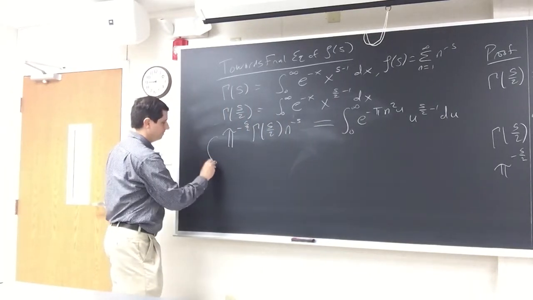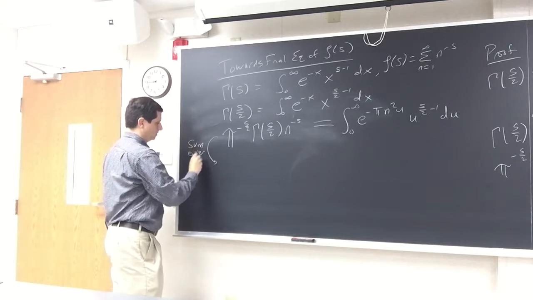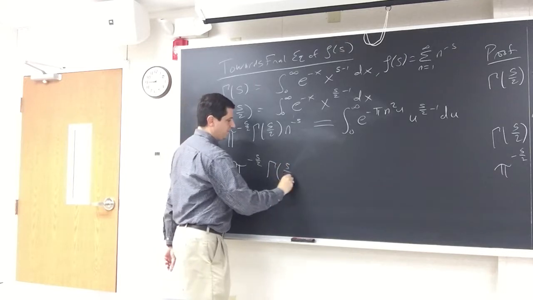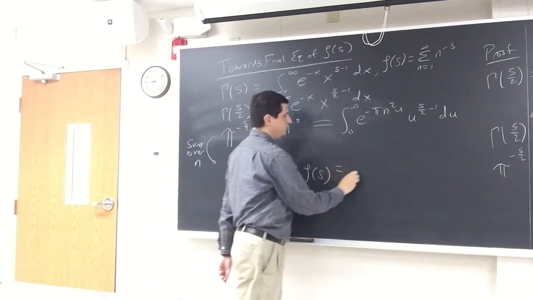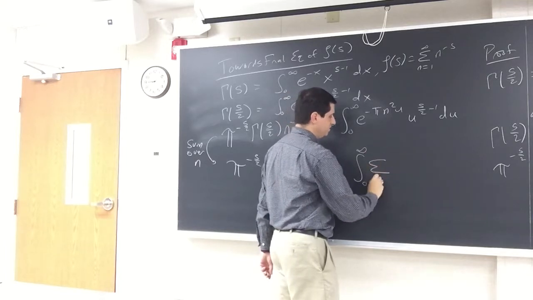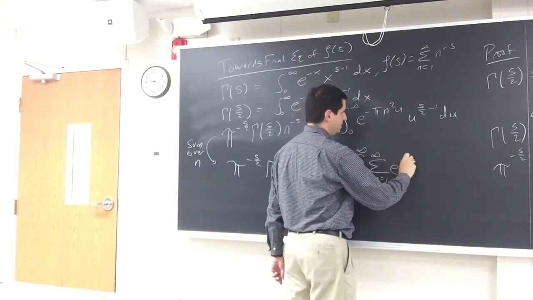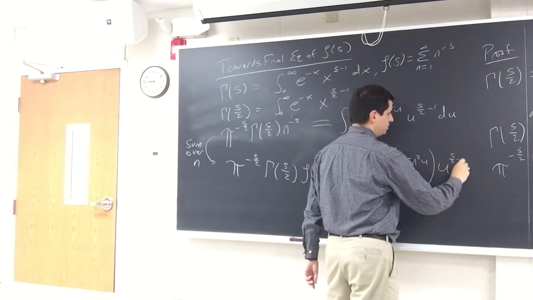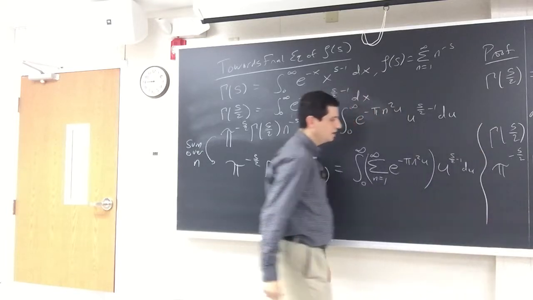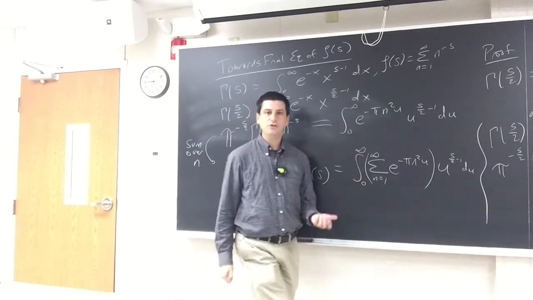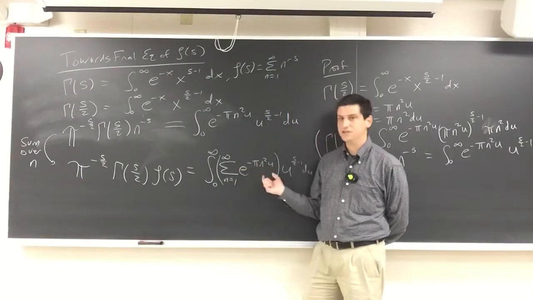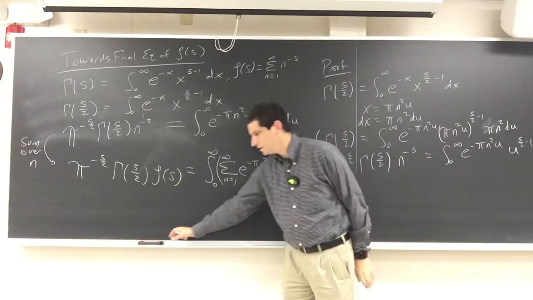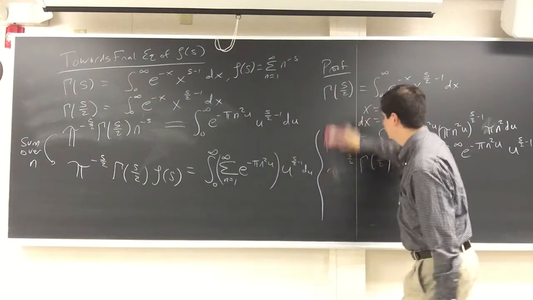So now we sum over n. And when we sum over n, we get pi to the minus s halves, gamma of s halves, zeta of s, is equal to the integral from 0 to infinity, the sum, n goes from 1 to infinity, e to the minus pi n squared u, to the s halves minus 1 du. And the way you can justify something like this is if the integral of the absolute value is finite, then you can justify the interchange. How can we estimate this? How bad could that sum be?